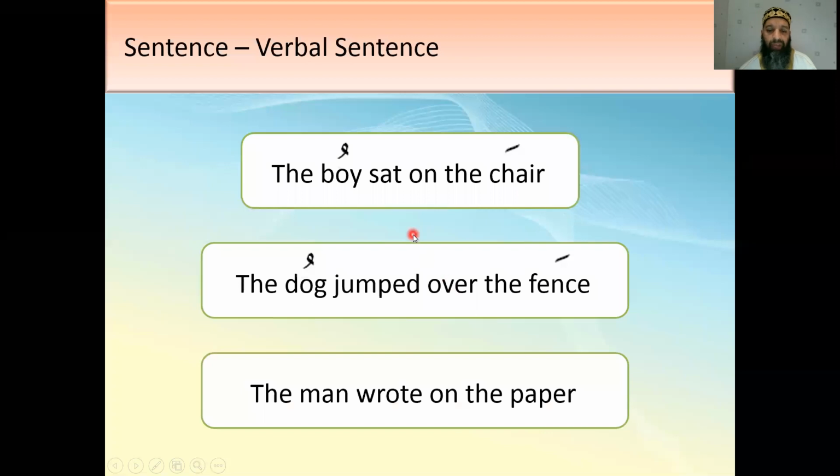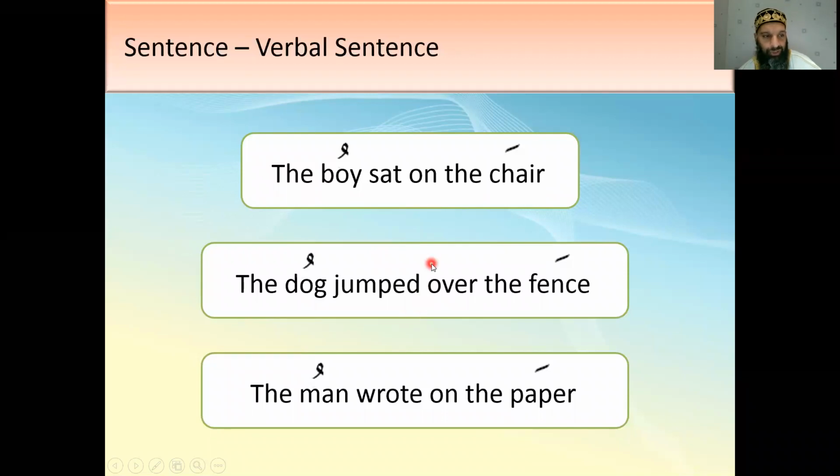Right, next one. The man wrote on the paper. Please tell me, where is the dhamma going to go? The doer. The doer is always marfu. The man, he wrote, okay? And where is the mansoob? What is the verb being done to? The paper. So the paper is mansoob. The fence will have a fatha because the jumping is happening over the fence. It's happening to the fence, sort of thing. The one is jumping, and the jumping is being done to the fence, like over the fence, that sort of thing.